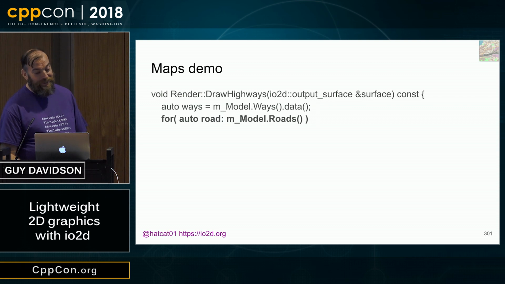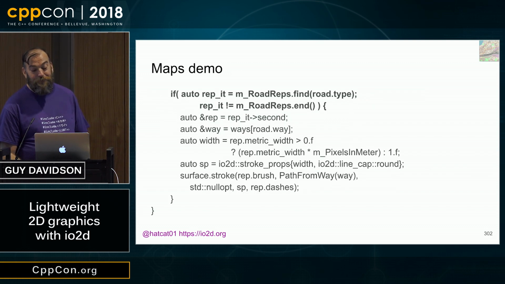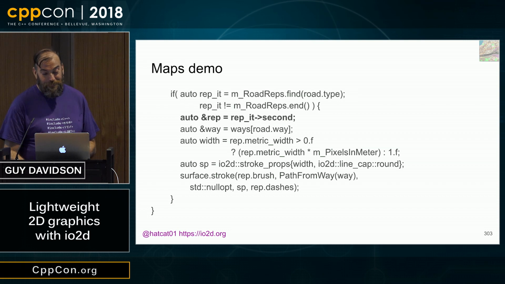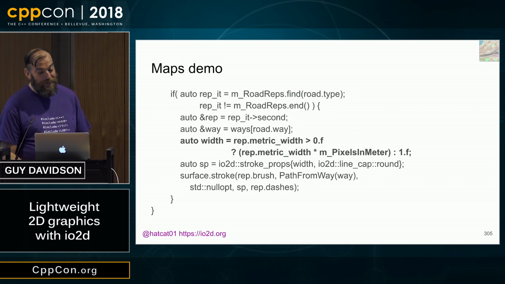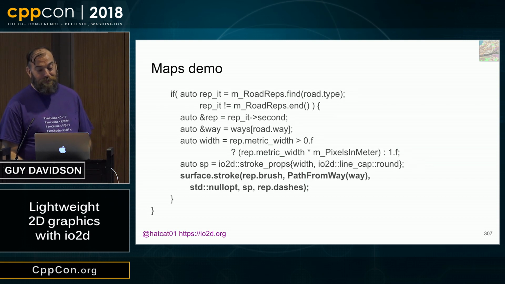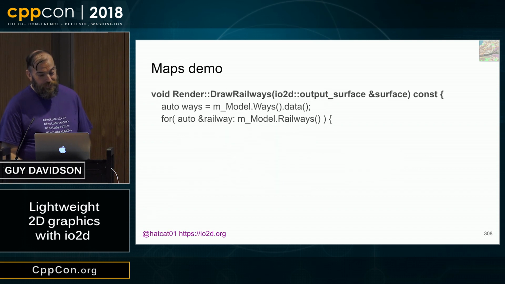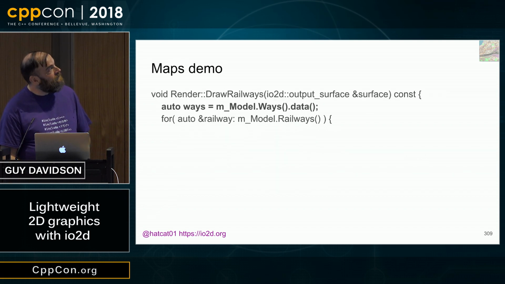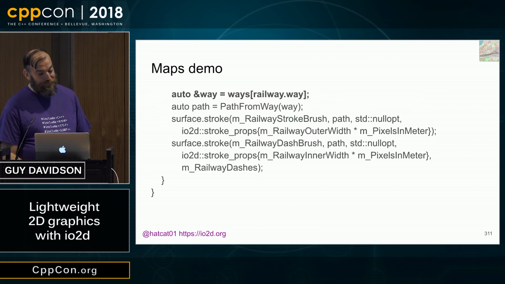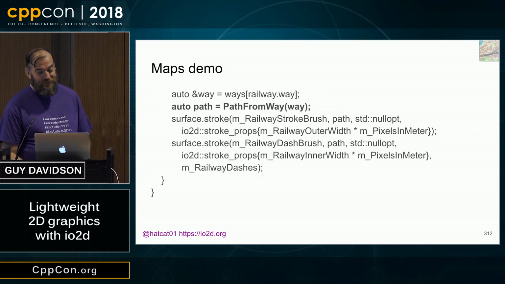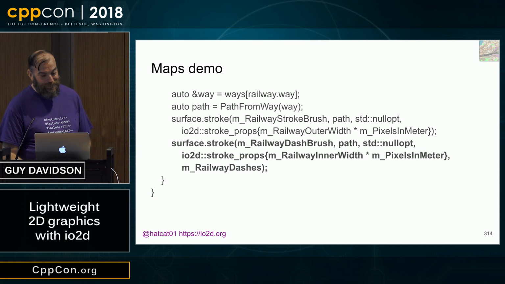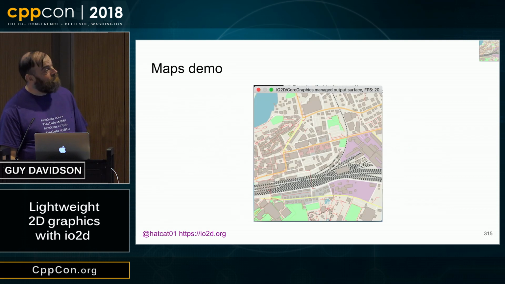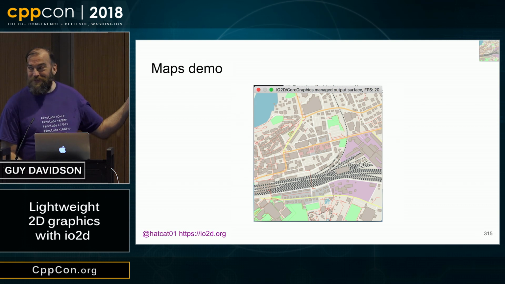We get the ways, iterate through the roads, and then we look for the road representation from the road type. And if we find it, we get the way, the width, and then we can build the stroke properties, and finally we stroke. Draw railways: get the ways, iterate through the railways, extract the way from the set, create a path from it, stroke the outer path and the inner dashes. So you can probably identify the railways on this map now from that description, I hope, or I've been wasting my time.